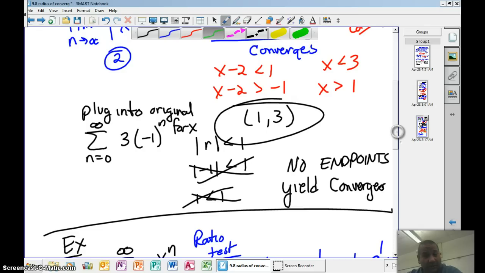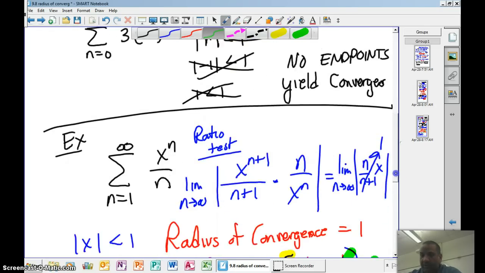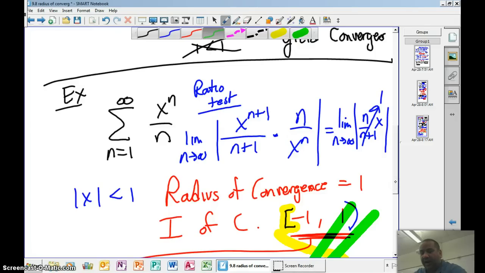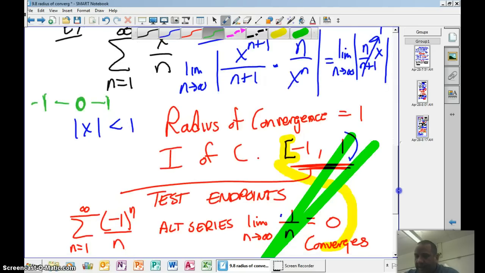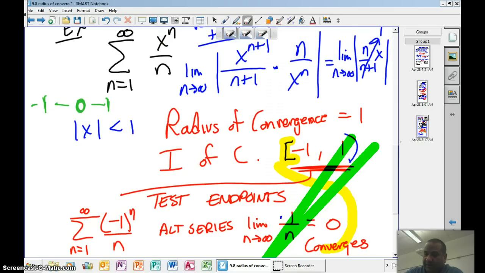Let me show you one that does work on the endpoints. So here's x to the n over n. We do the ratio test, okay? And we get 1. Okay, radius of convergence is 1 because it started at 0. Remember it starts at 0. And now the absolute value says it goes from 1 to -1. So the radius between them is 1. Makes sense. Now, I have lots and lots of stuff here.